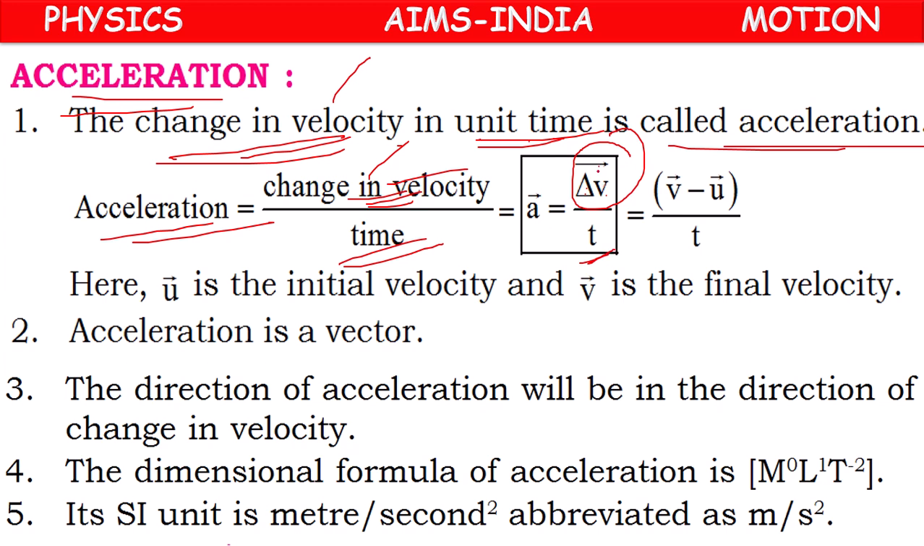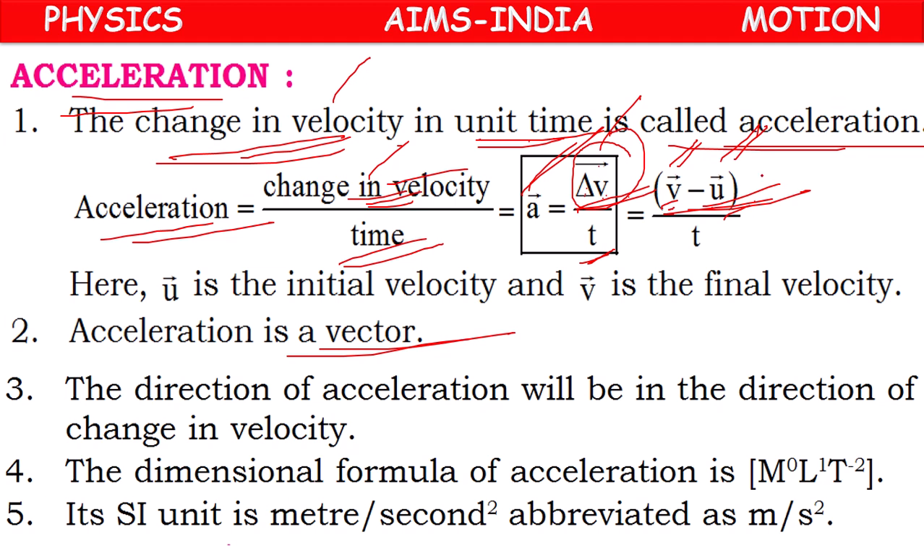Because change in velocity, again we can write it as v bar, final velocity, minus u bar, initial velocity. This difference is equal to delta v bar. Because velocity is a vector, change in velocity is also a vector. So acceleration is also a vector.